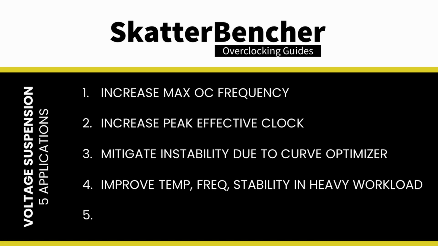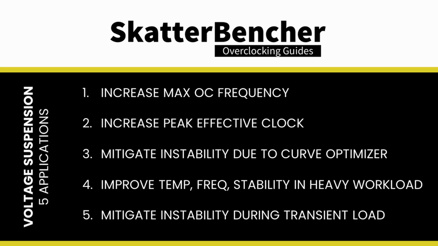In my second overclocking strategy, I used reference clock and a voltage offset to achieve a higher peak frequency. This increased the voltage under load. Using voltage suspension, I could reduce the effective operating voltage and achieve about 200 MHz higher frequency under an all-core Prime 95 workload. Lastly, you can use voltage suspension to mitigate the effects of a transient load.